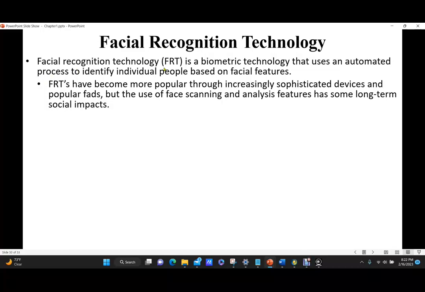Facial recognition technology, FRT, is a biometric technology using automatic processes to identify individual people based on their facial features. FRTs have become more and more popular with increasingly sophisticated devices and software. But the increased use of facial scanning and analysis has long-term social impacts.